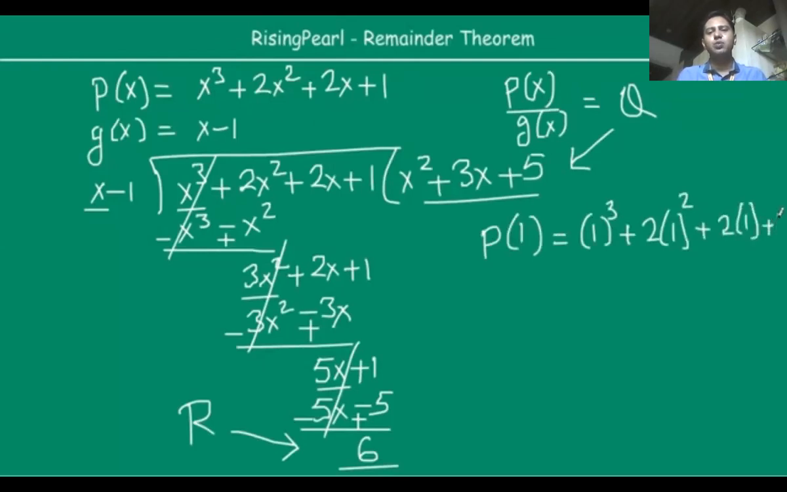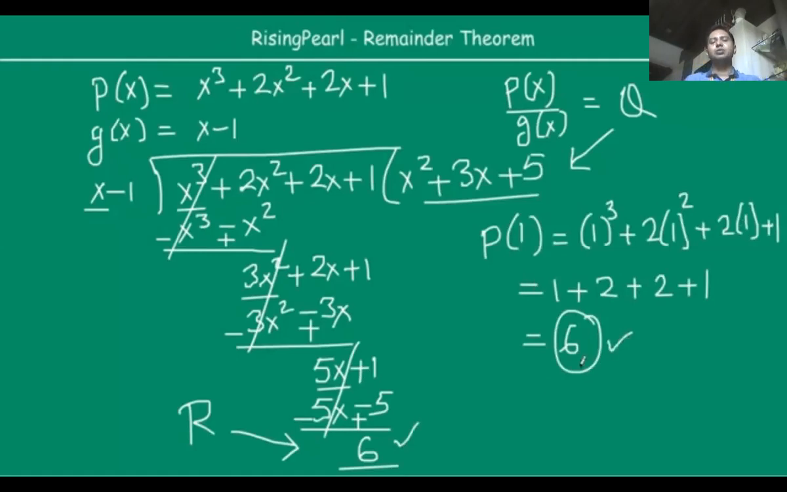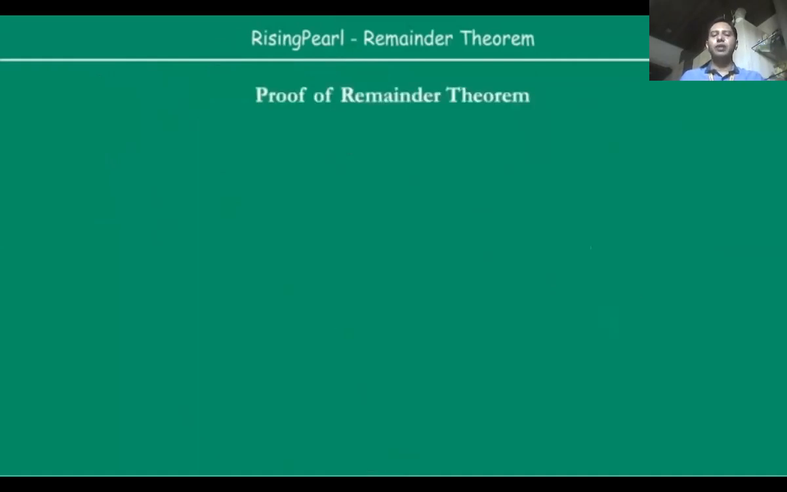plus 1. So x cube, that is 1 cube, is 1. 2 into 1 square, 1 square is 1, into 2, that will be 2. 2 into x, that is 2 into 1, is 2, and plus 1 as it is. Now we'll add: 2 plus 1, 3, 3 plus 2, 5, 5 plus 1, 6. So we get the remainder directly, 6, in 2 or 3 short steps. So here we get the same remainder by the remainder theorem, and here also we have the same remainder, 6. So it is quite easy to find the remainder using the remainder theorem. Just put the value of x.